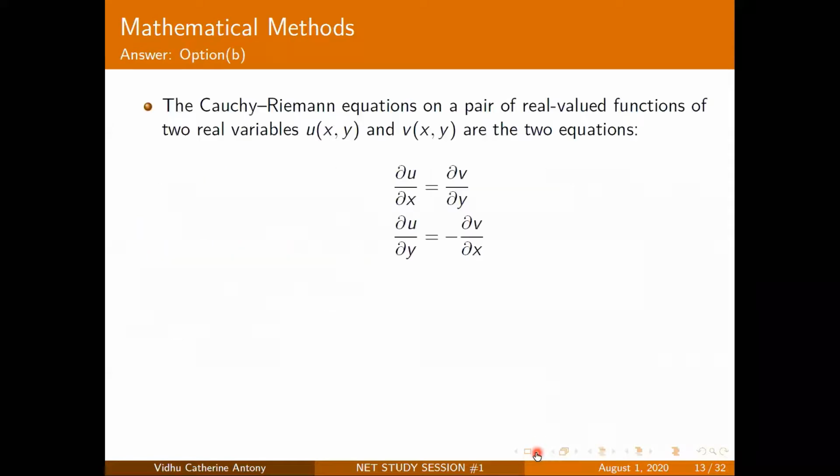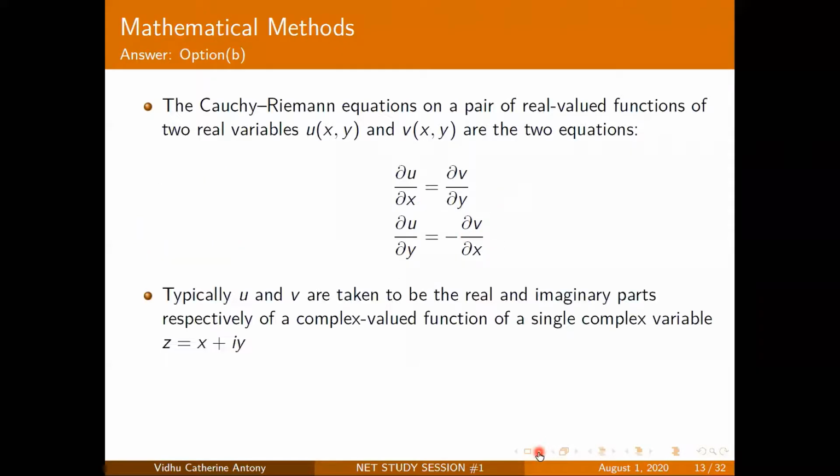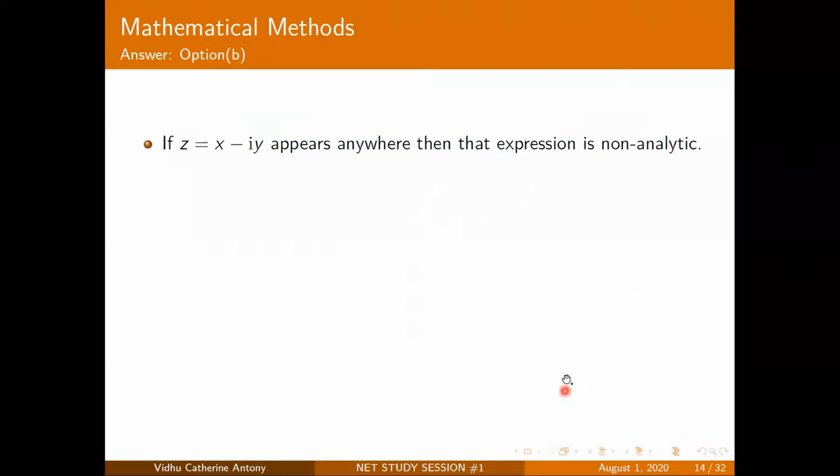So this is just a recap on the Cauchy-Riemann equations. You have dou u divided by dou x is equal to dou v divided by dou y, and dou u divided by dou y is equal to minus dou v by dou x. Typically your u and v are the real and imaginary parts of your complex function, and this is how you define the function itself. So let's just review the points again.